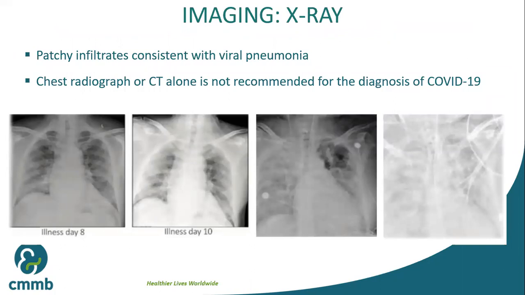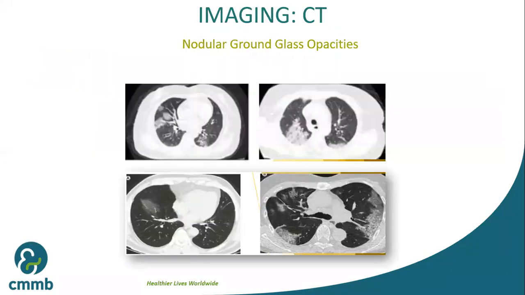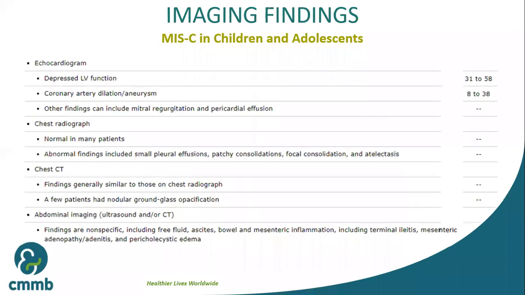Also, for the diagnosis of COVID-19, imaging can play a role, but it is important to note that chest CT or chest X-ray are not recommended alone for the diagnosis of COVID-19 in children. In those images, we can see that the X-ray shows patchy infiltrates consistent with viral pneumonia, and the CT that we see in the next slide showed ground glass opacities, which are findings that we can also find in adults and infants. But as we have seen, X-ray and CT are not specific for the diagnosis of COVID-19.